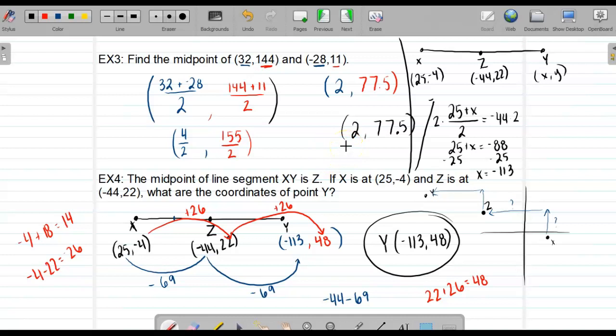And then you could do the same thing for the y. So for the y, we would have negative 4 plus y divided by 2 is going to equal the y coordinate here, which is 22. So how would we solve that one? Trying to get that y by itself, we got to get rid of the negative 4 and the 2.